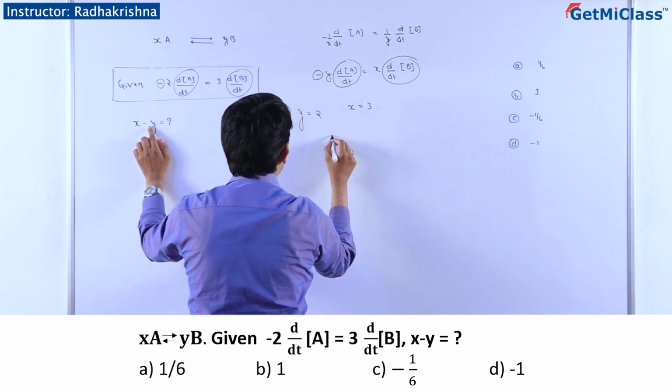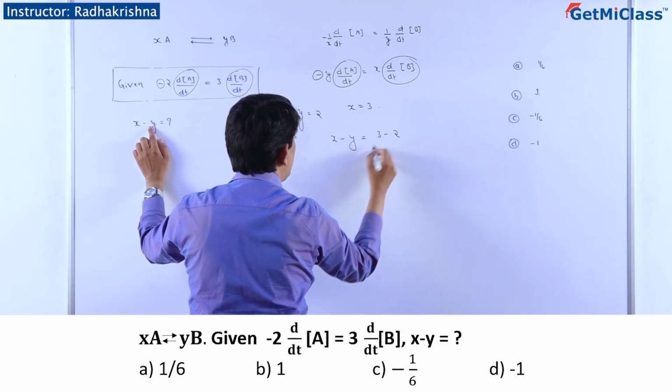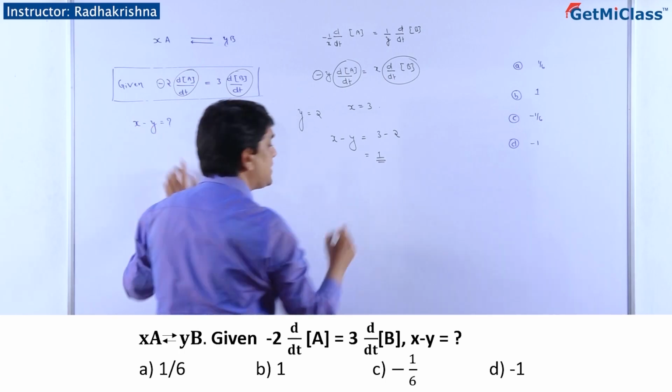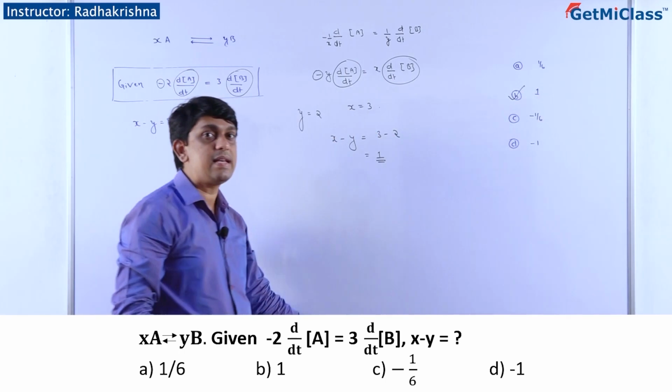So the question asked what is x minus y. So x is 3, y is 2. So x minus y is 1. So 1 is given at option B. Therefore option B is my answer.